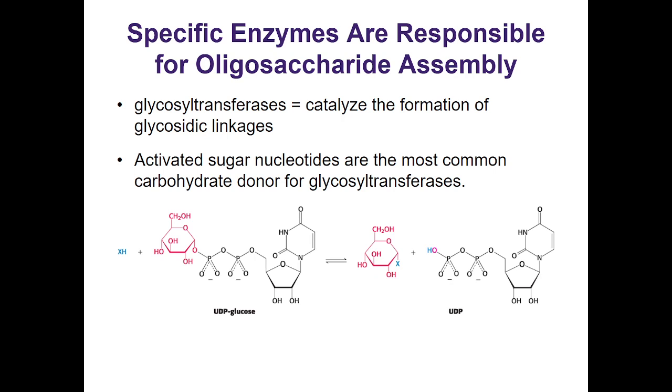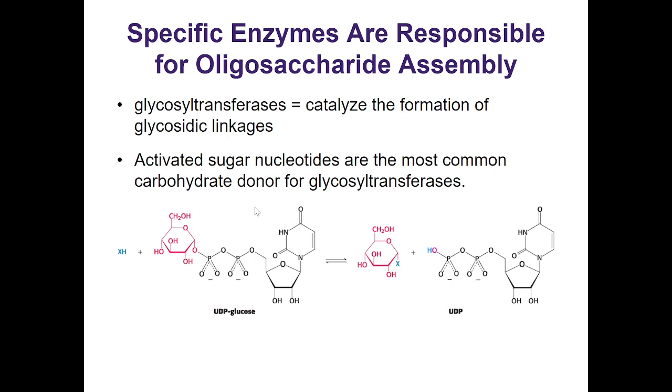Okay, so specific enzymes are going to be responsible for oligosaccharide assembly. Your glycosyltransferases are going to catalyze the formation of glycosidic linkages. The activated sugar nucleotides are going to be your most common carbohydrate donor for your glycosyltransferases. These ones being the activated versions of those sugars.